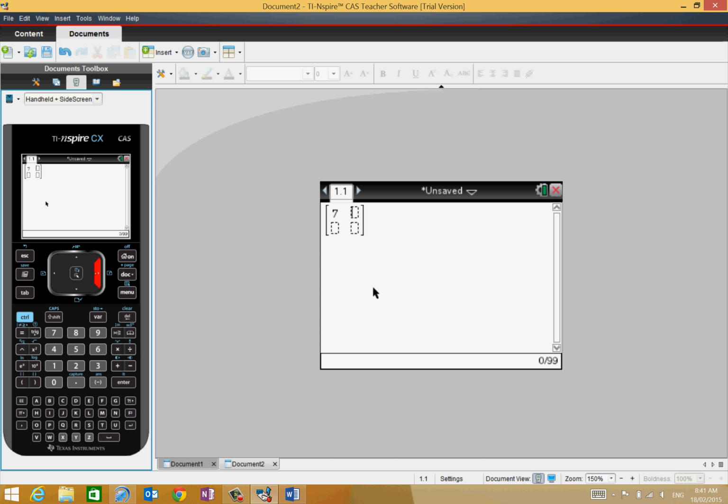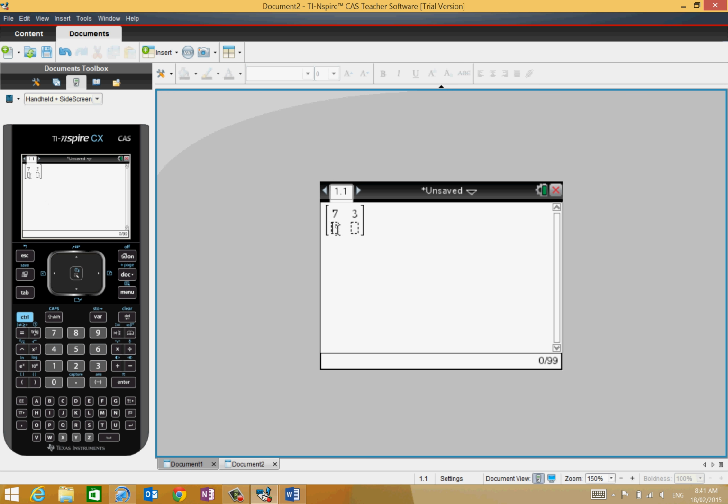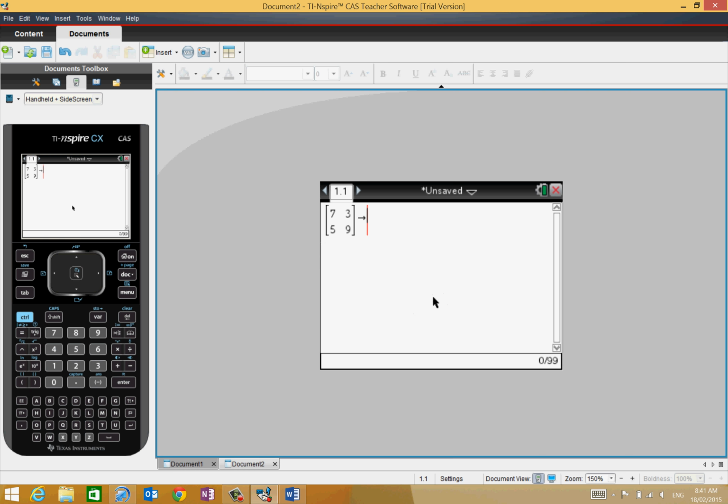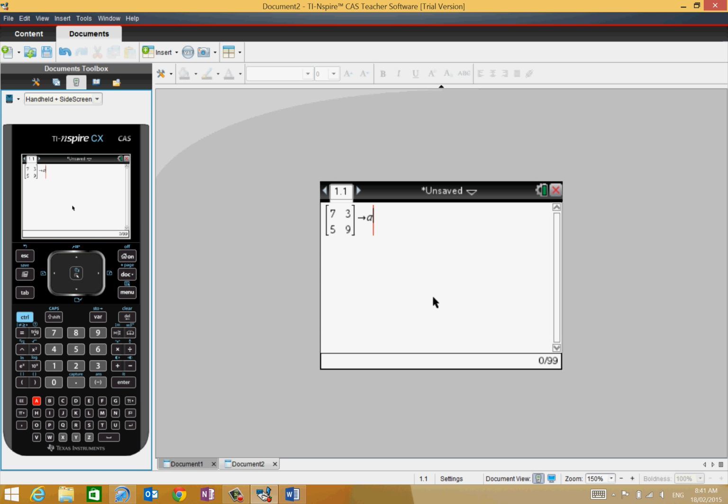So let's go and do that. 7, 3, 5, and 9. And let's go and store that. So we go control variable, which stores it. Make sure you're outside of that. Control variable, and we'll store that as A. You've got to press A to begin with, don't you? All right, let's store that as a variable A.